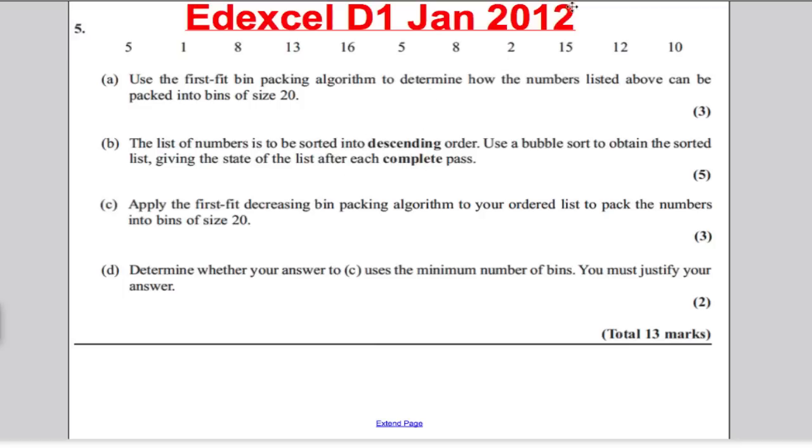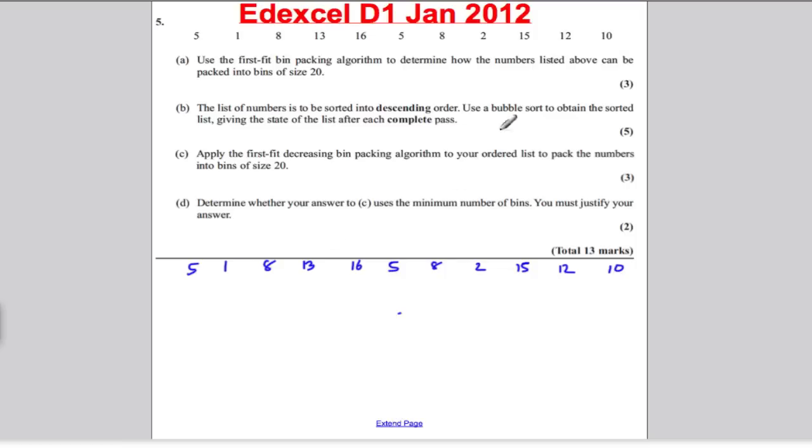Okay, so we're going to have to do a bubble sort here. So write the numbers out. They're 5, 1, 8, 13, 16, 5, 8, 2, 15, 12 and 10. Okay, so we're going to do them in descending, so we want big to small.